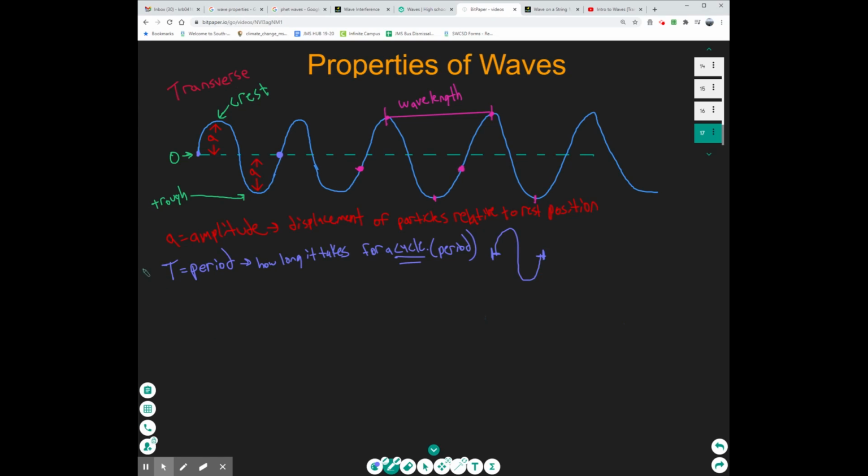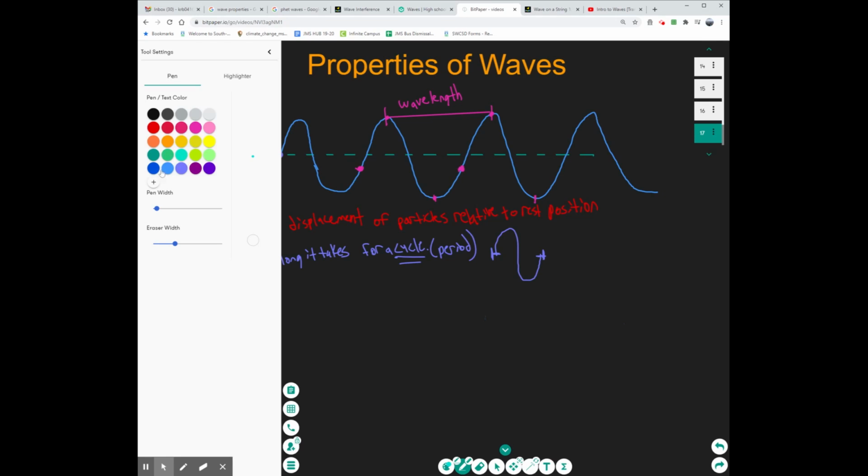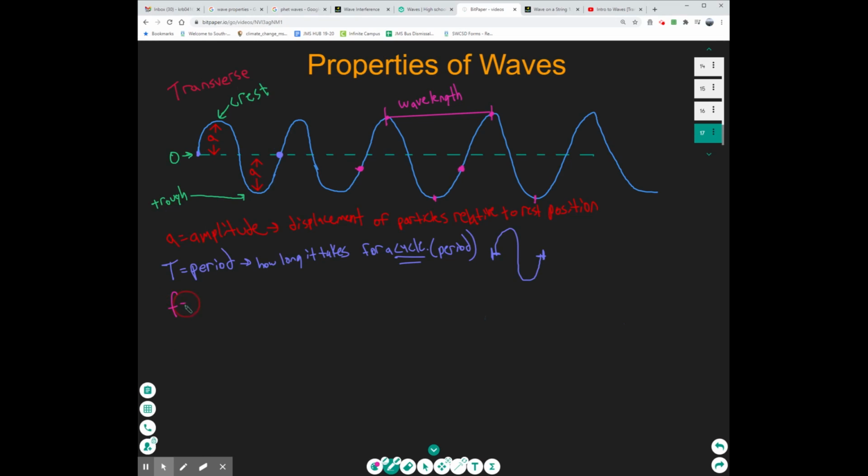This gets a little bit more confusing because there's another thing that we add to it, and we call that frequency. I want a color that we haven't used. And we're going to use F for frequency. I don't remember how to spell frequency. There we go. Frequency. And frequency is how many cycles, right, which we just talked about, how many periods, right, happen in some amount of time.